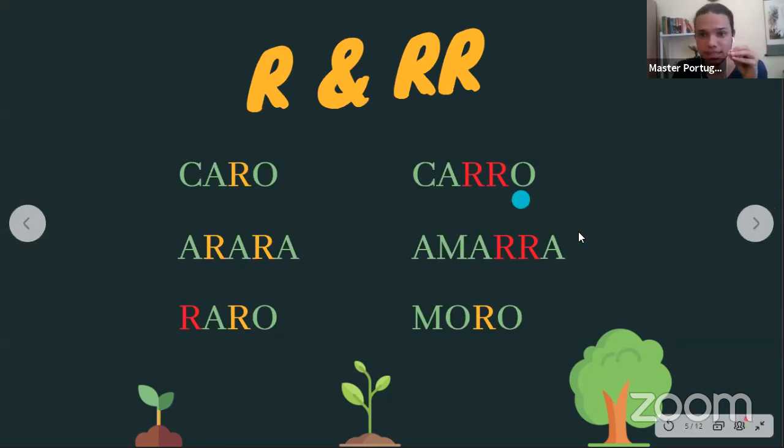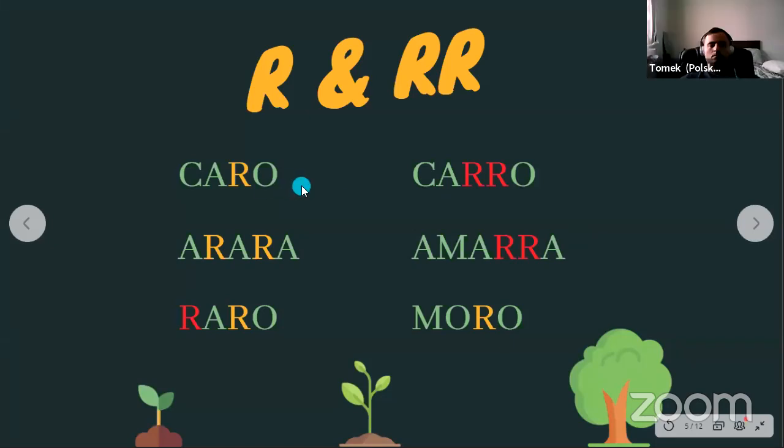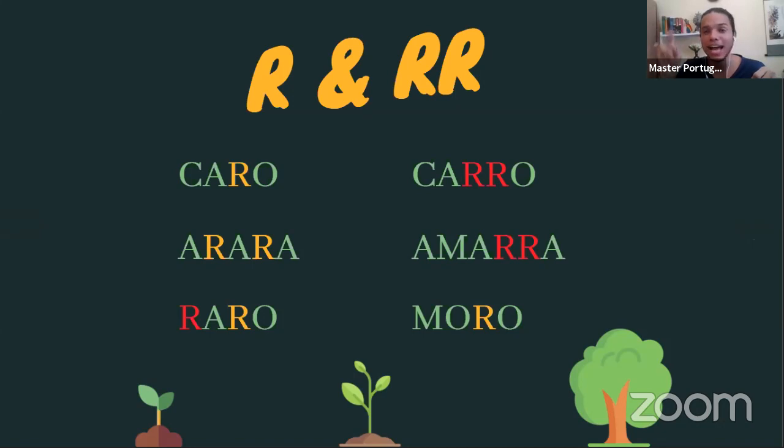So let's practice this. Tomás, repete comigo. Caro, carro, arara, amarra, raro, moro. Yes, awesome. Arara means parrot. That parrot that keeps repeating. Oh, no, that's papagaio. Arara is like those beautiful blue parrots. Have you ever seen Rio, the animation? And you have the blue parrot? That's arara.